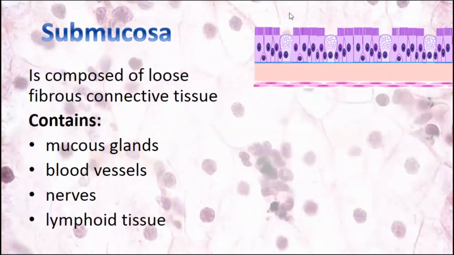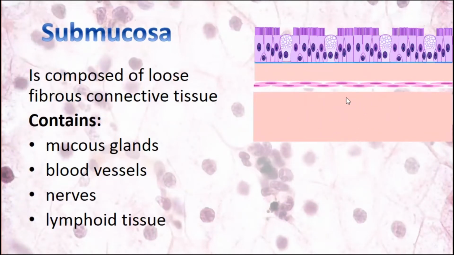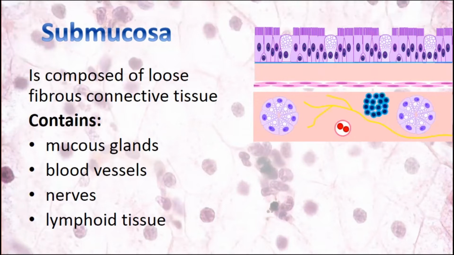And under the mucosa, we have the next layer, the submucosa. Submucosa also is composed of loose fibrous connective tissue. And in some places, muscularis mucosa isn't well developed, and we cannot see a clear border between lamina propria of the mucosa and submucosa, because both layers are composed of loose fibrous connective tissue. It contains mucus glands, blood vessels, nerves, and also lymphoid tissue.